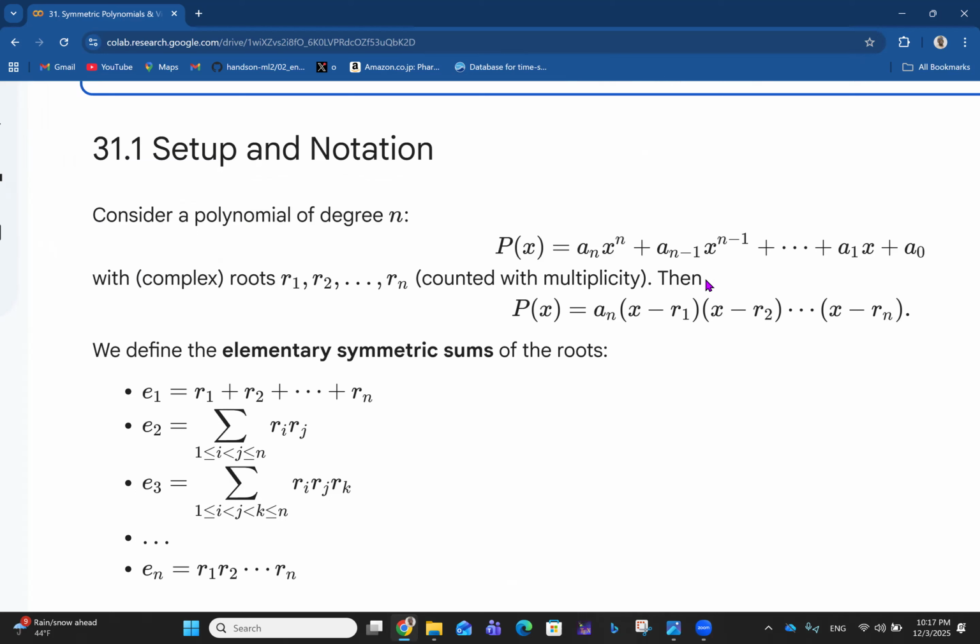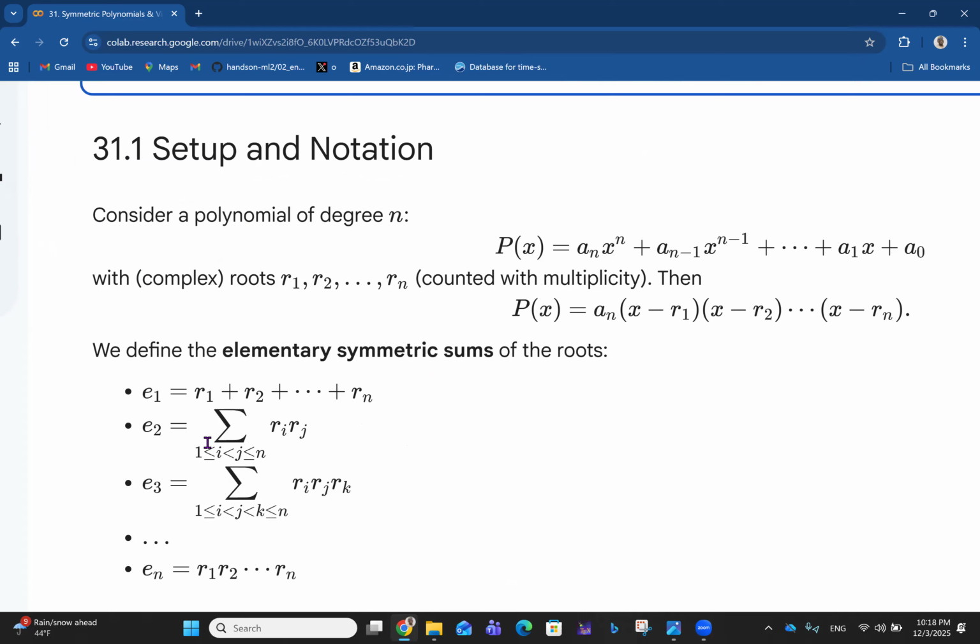Okay, so in this case, we have the idea coming up again that if we have this polynomial of degree n with complex roots r1 up to rn counted with multiplicity, then we can say that p of x is a_n times (x minus r1)(x minus r2) up to (x minus rn). Then we define the elementary symmetric sums of roots. The following are called the elementary symmetric sums of roots. First, E1, which is the sum of all the roots directly: r1 plus r2 up to rn.